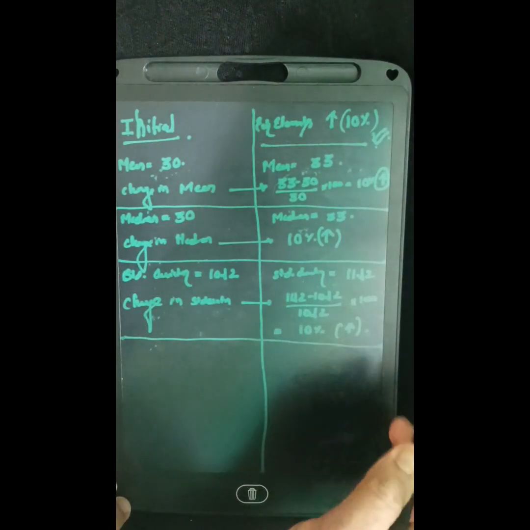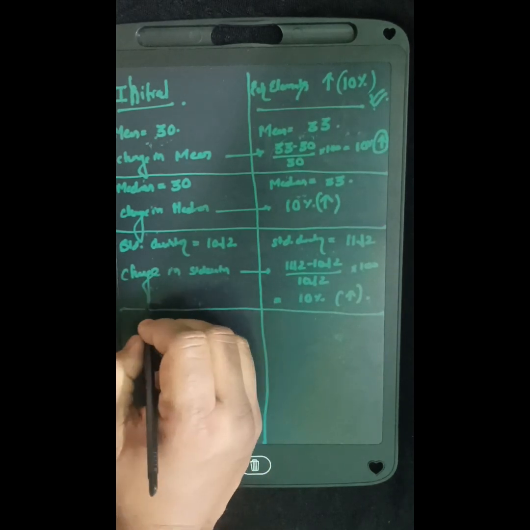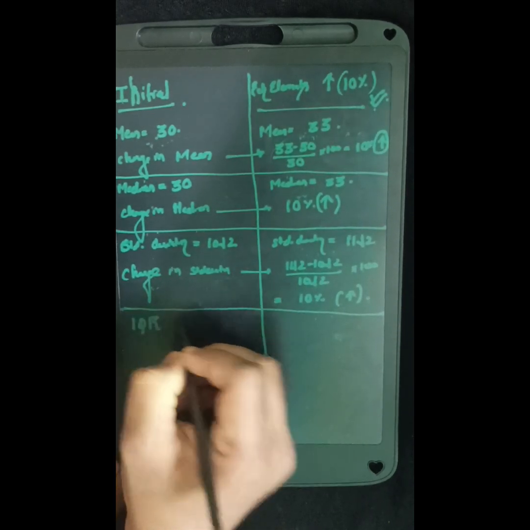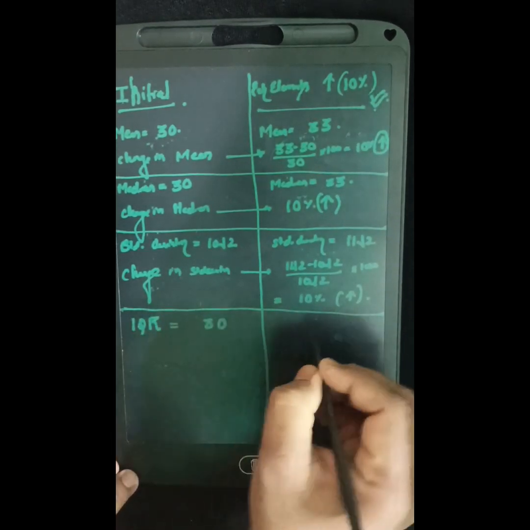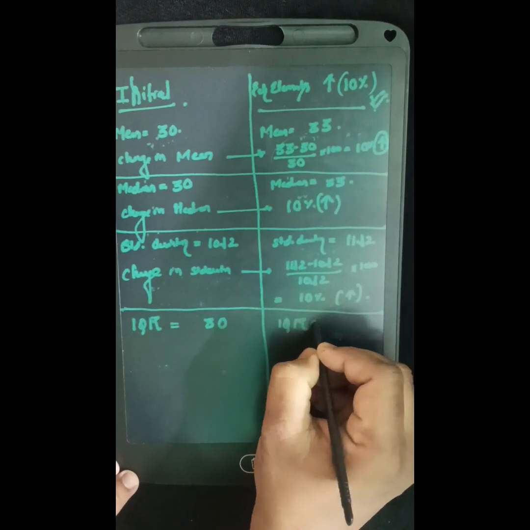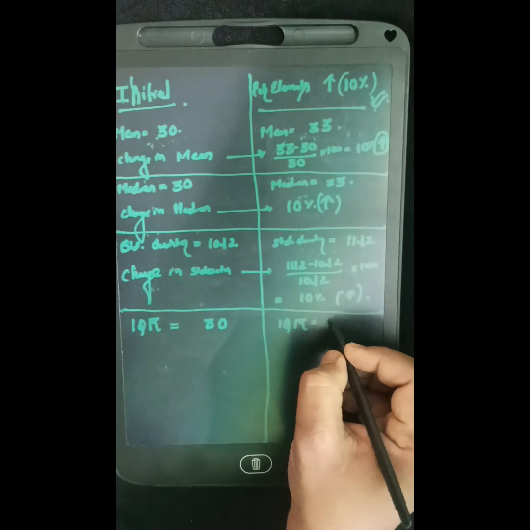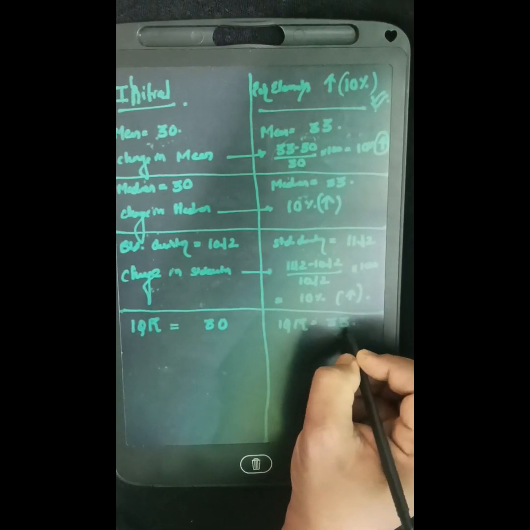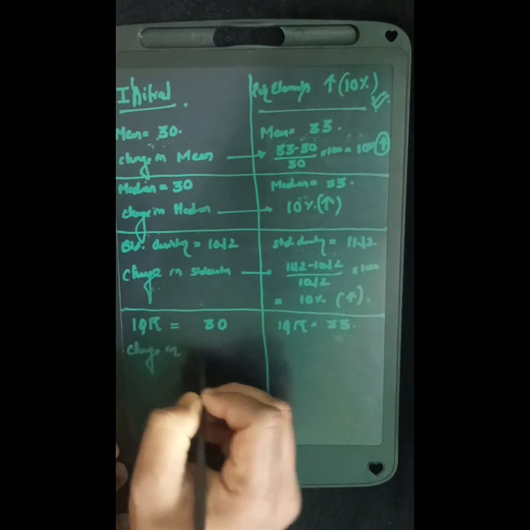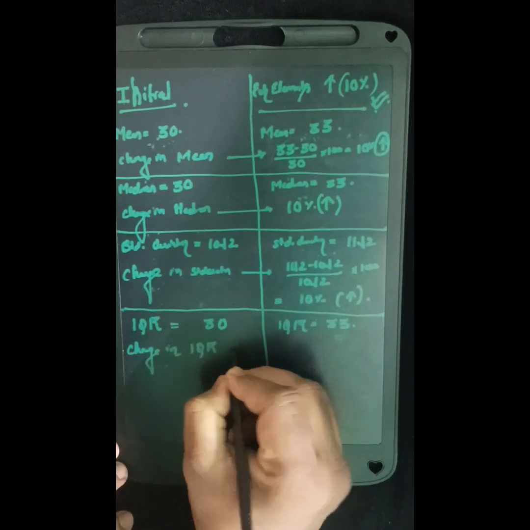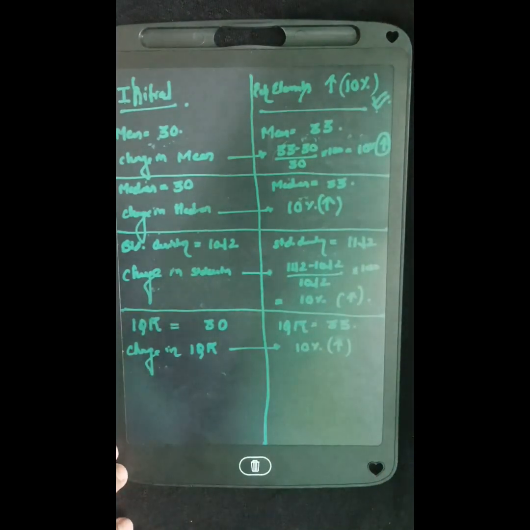So let's check for interquartile range change. Interquartile range value was 30 in this case, and in this case the interquartile range value was 33. Am I right? It was 33. So again the change in interquartile range value would sum up to 10%, and the calculation is similar to the mean and median which we did earlier.